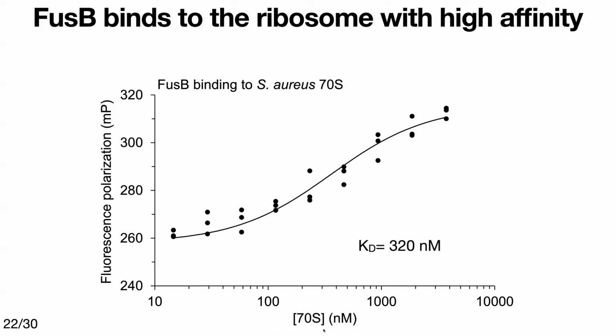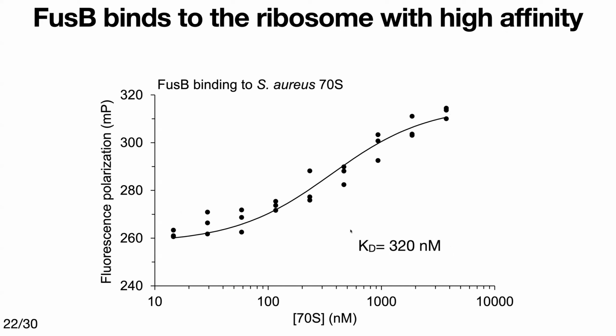On the x-axis is the concentration of ribosomes, and we keep the concentration of labeled FusB constant. And then this is the polarization value of the emitted light. You can see how the polarization increases the more ribosomes we add, because FusB is binding to them. And from this, basically, the half point will be approximately the constant of dissociation, and it turned out to be 320 nanomolar.